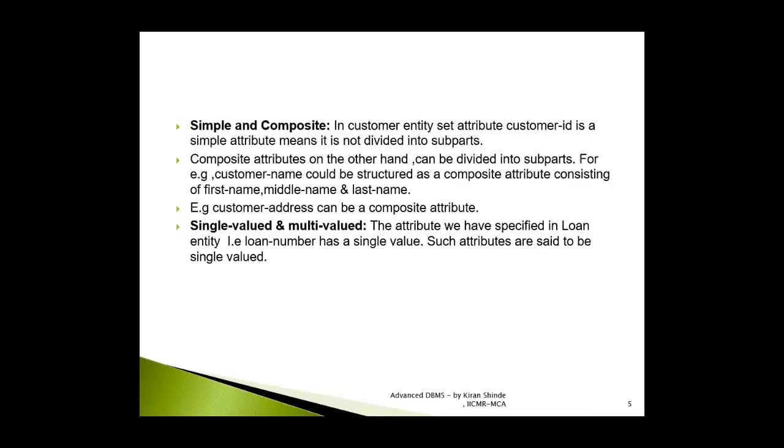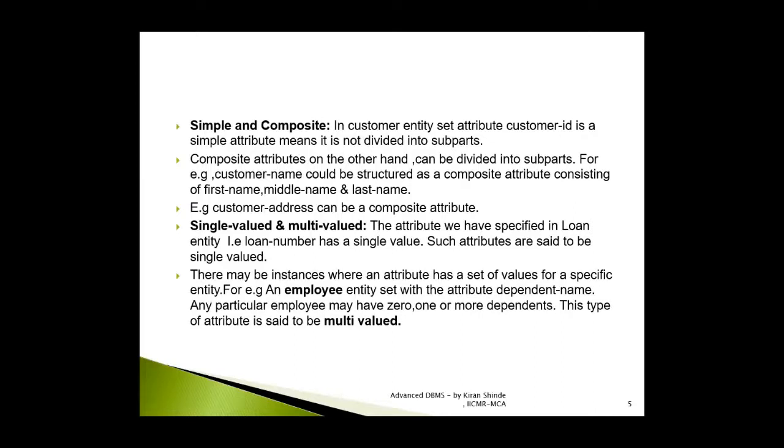Now, the other category we are discussing here is single valued and multi-valued attributes. The attribute we specified in the loan entity, that is loan number, is a single valued attribute. Similarly, roll number is also a single valued attribute. But when we talk about hobbies, or the phone number of a person or an employee, that attribute can hold multiple values. Such an attribute is called a multi-valued attribute.